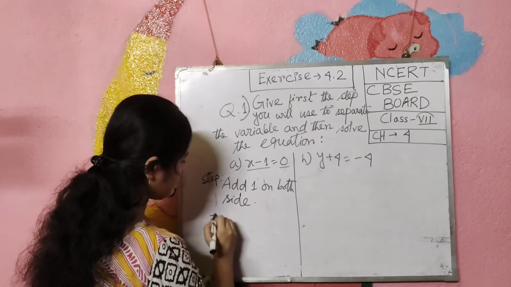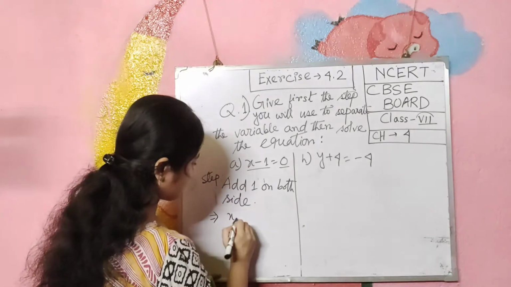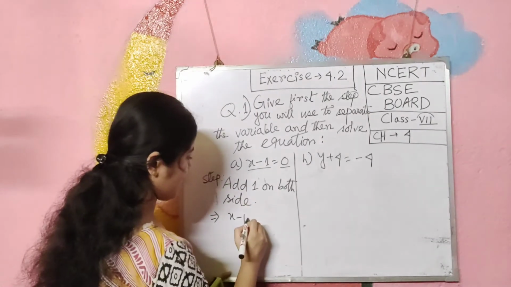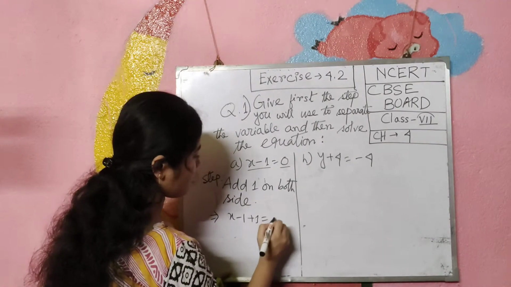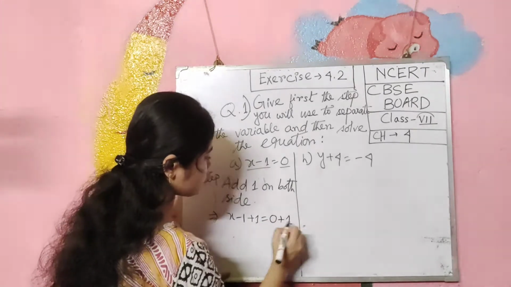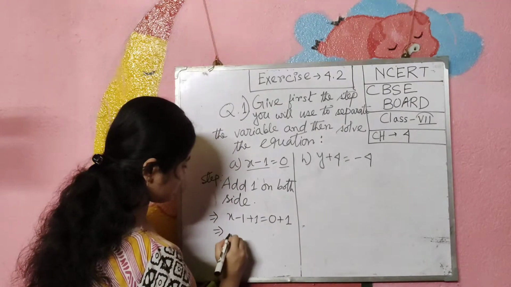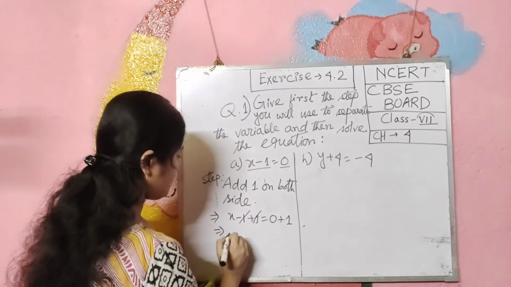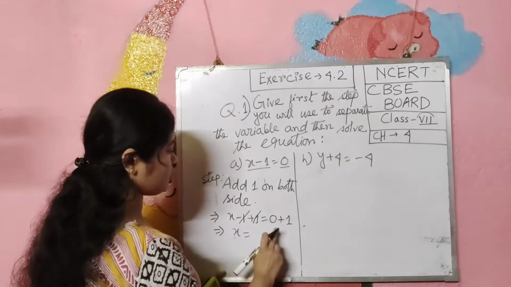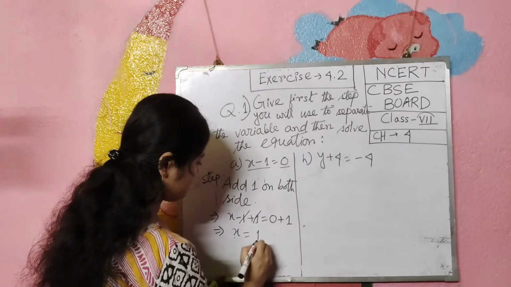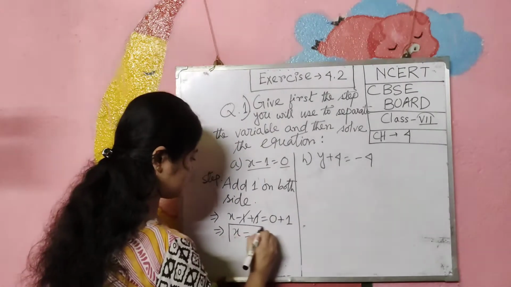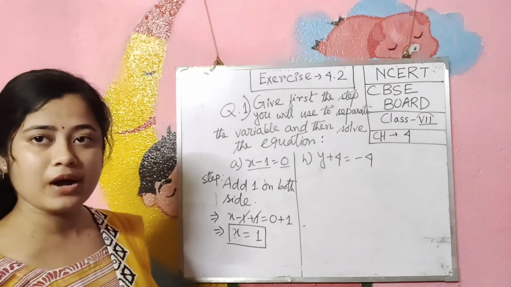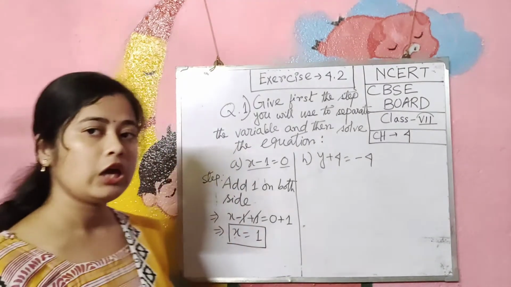Now I will do the calculation. Here x minus 1 is given, and we add 1 on the left hand side and the right hand side also. Plus 1 and minus 1 will vanish, so x is 0 plus 1, which is only 1. So the answer for the variable is x equals 1.